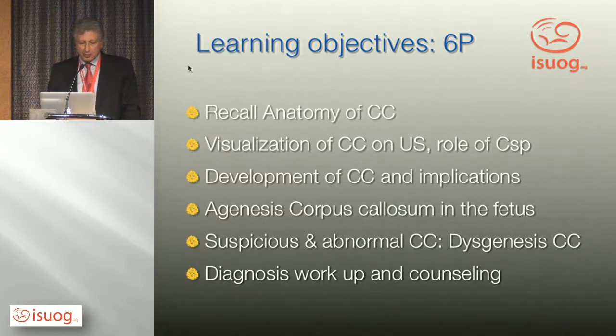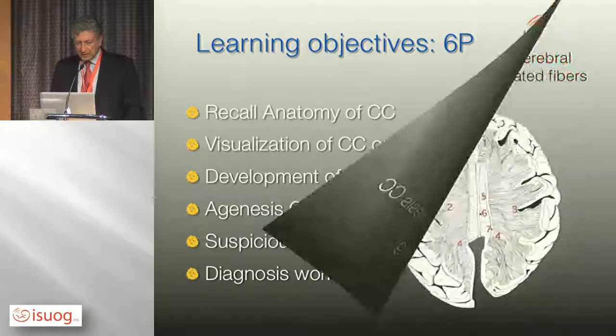I think it's important to know some theories on the development of the corpus callosum and the implications. I will discuss in detail the typical signs of agenesis in the fetus, some suspicious findings, the diagnostic workup, and counseling rapidly at the end.